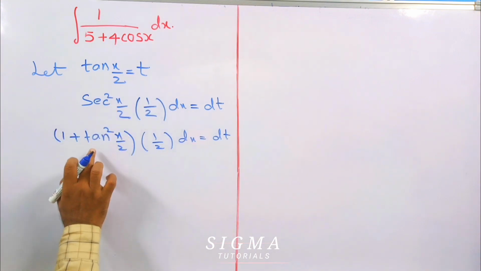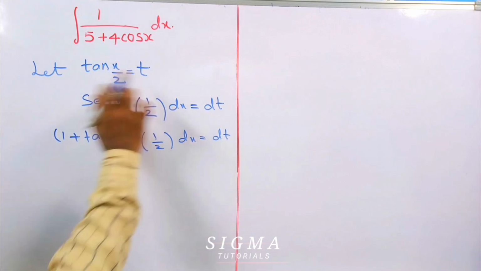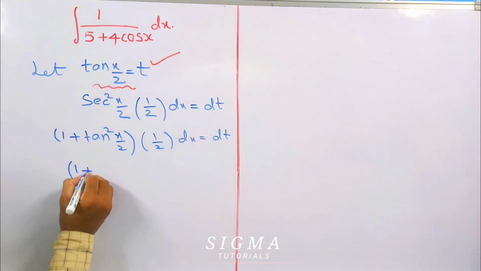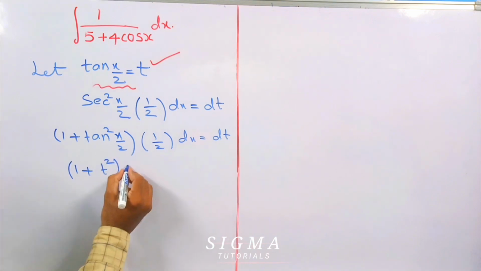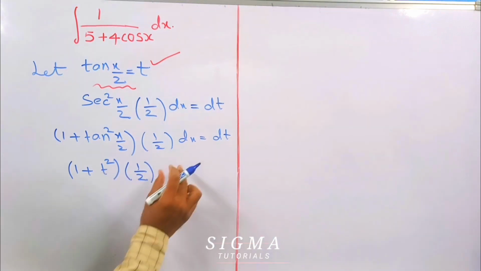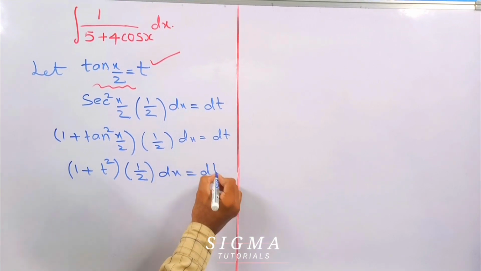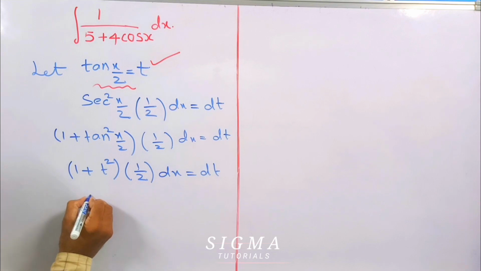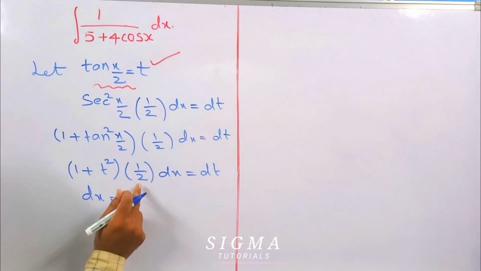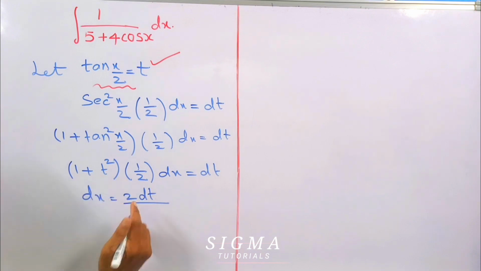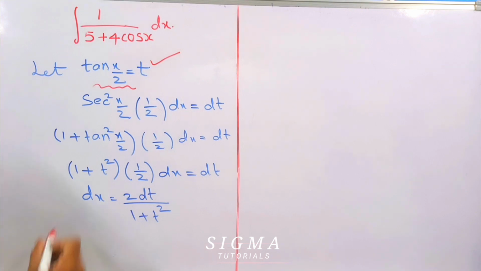But now if you see tan x by 2 equals t, so here we can substitute. I will write now 1 plus t square into 1 by 2, and dx as it is, equals dt. If I simplify this, I can get the value of dx equals 2 dt divided by 1 plus t square. Let us put this in the box.